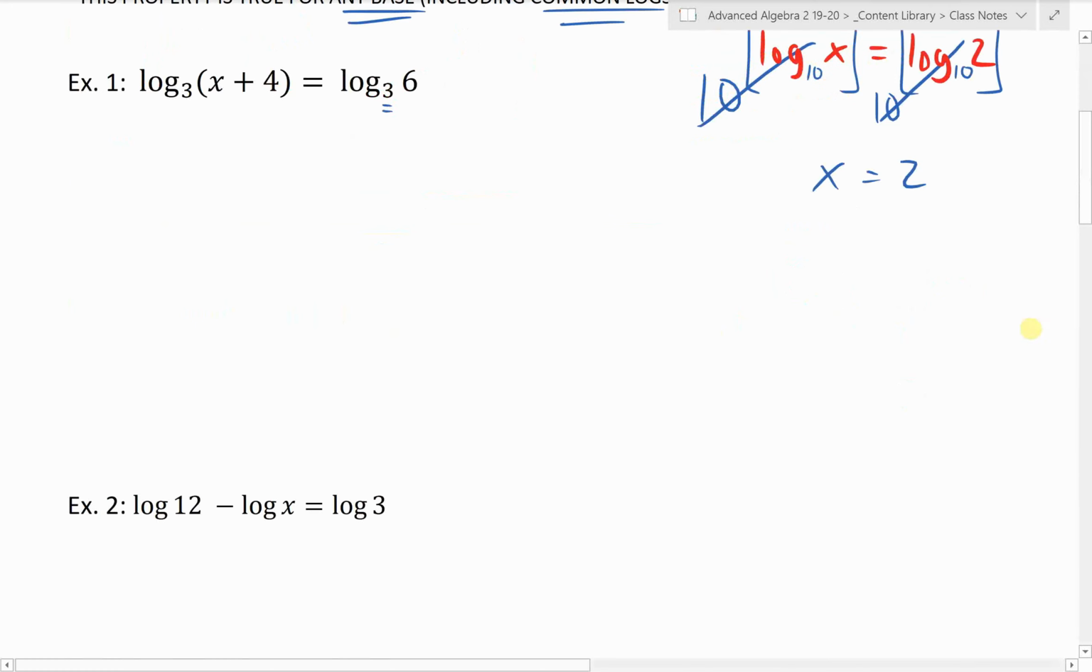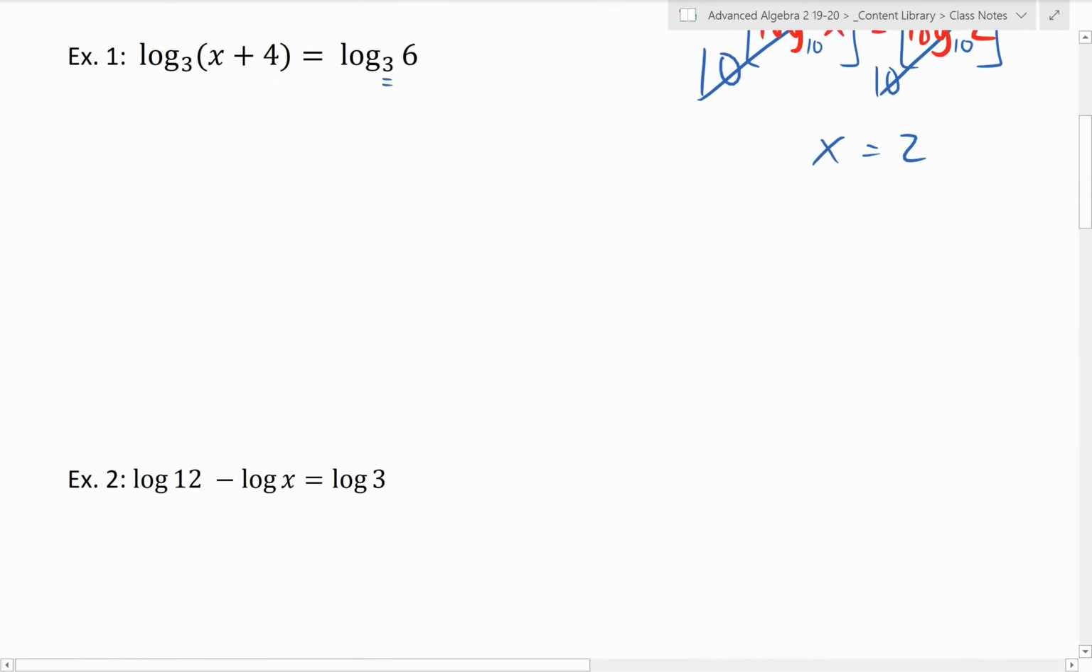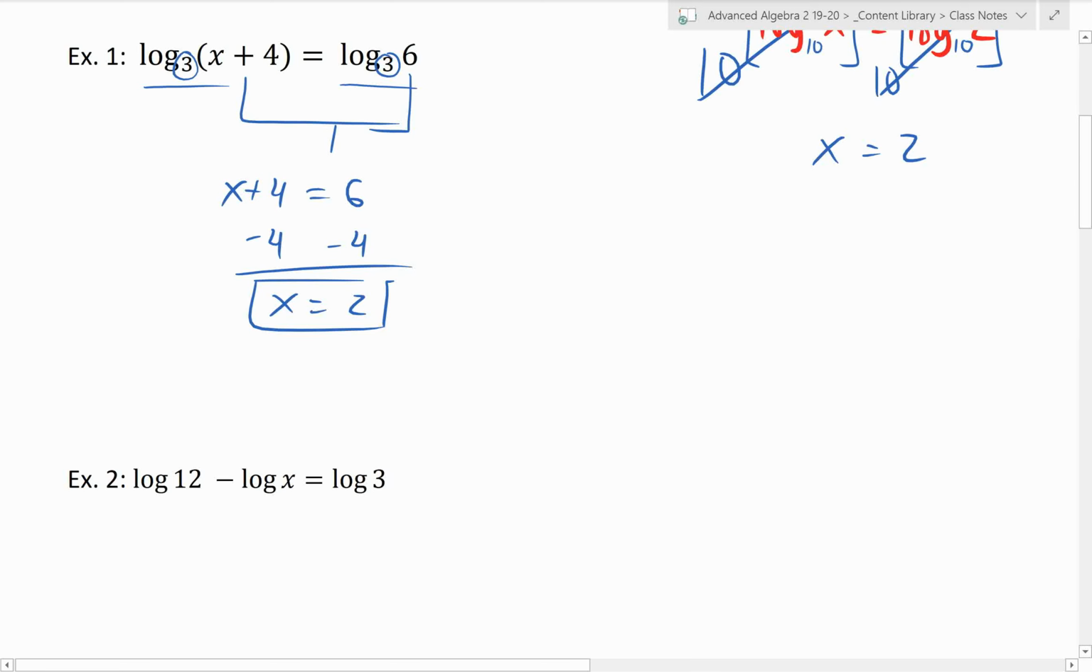So let's look at some examples. We'll start with a real straightforward one here. Log base 3 of x plus 4 is equal to log base 3 of 6. You'll notice we have like bases. We have a single log on each side, so if we have a log with the same base equal to a different log with the same base, then the powers have to be equal to each other. So x plus 4 would be equal to 6. From there, we're just using regular inverse operations, and we see that x is equal to 2.